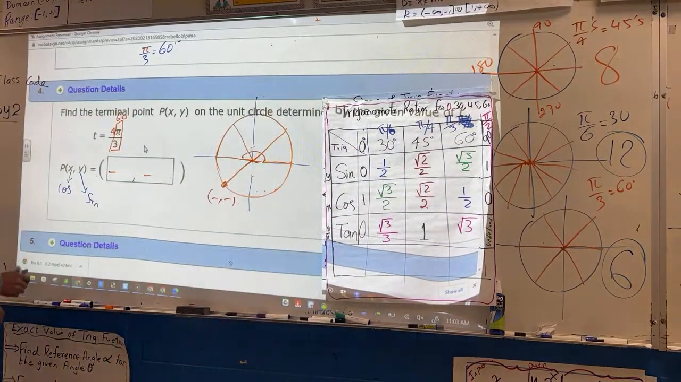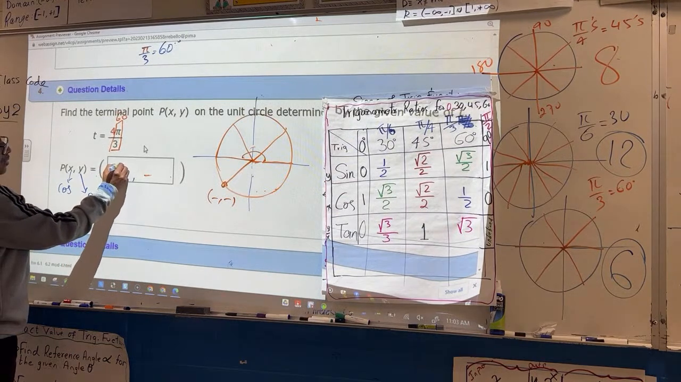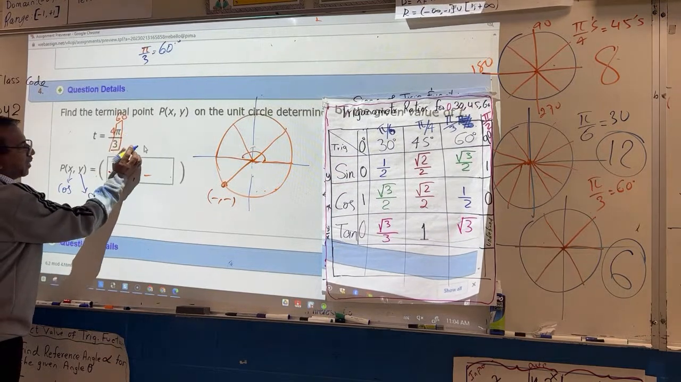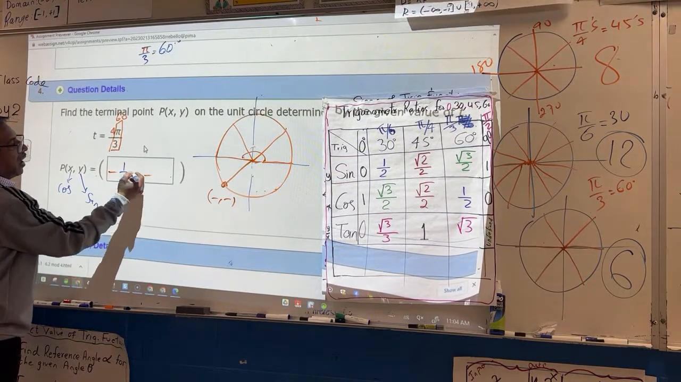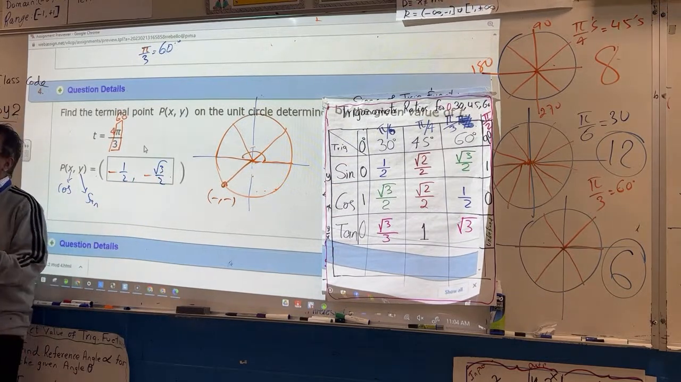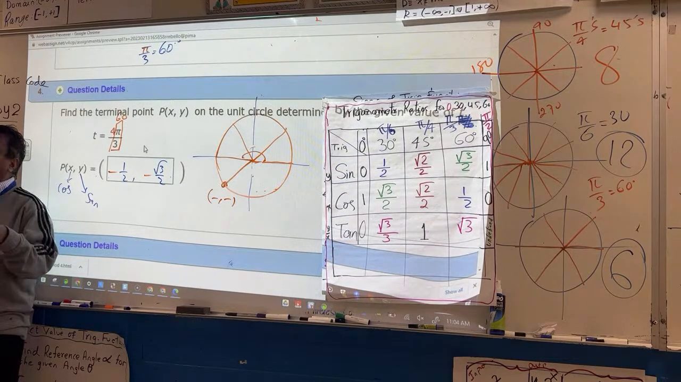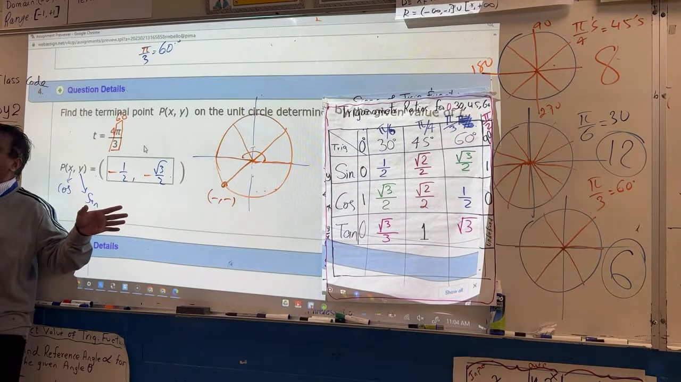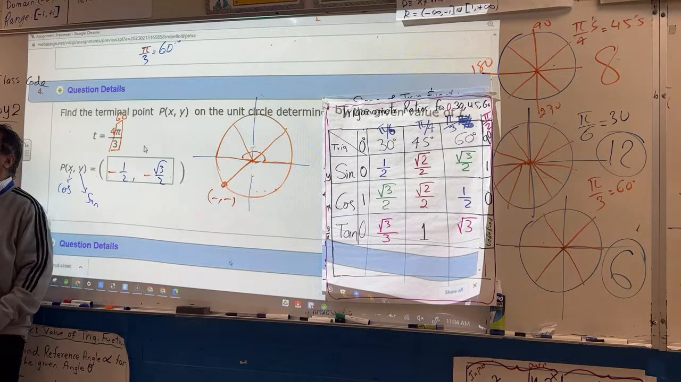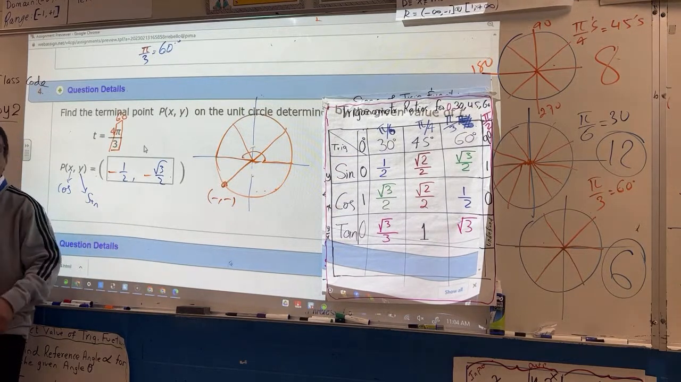Okay? So this is cosine, root 3 over 2, correct? Or half, sorry. I made a mistake, right? This is half. And sine 60 is what? Make sense? Should we trace the unit circle? Correct, right? Why? You don't even need the unit circle if you know this trick.